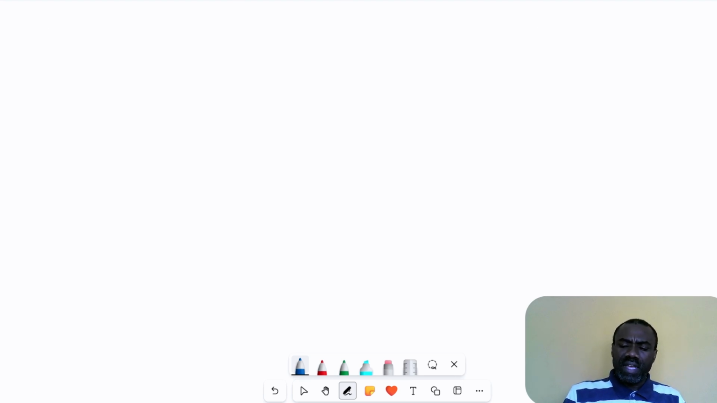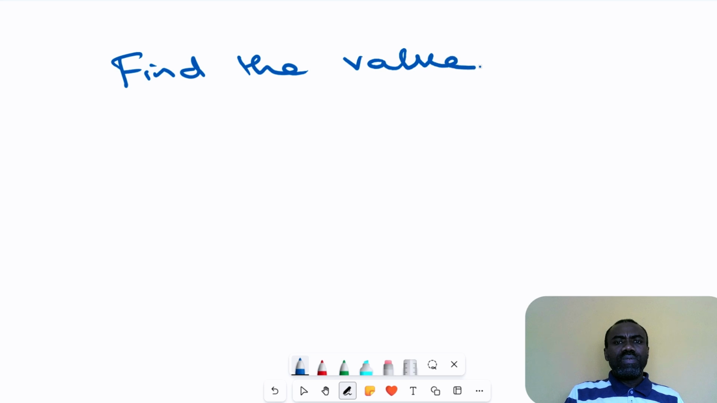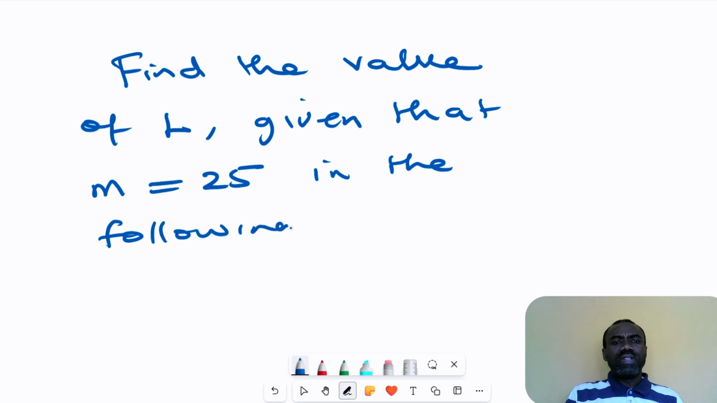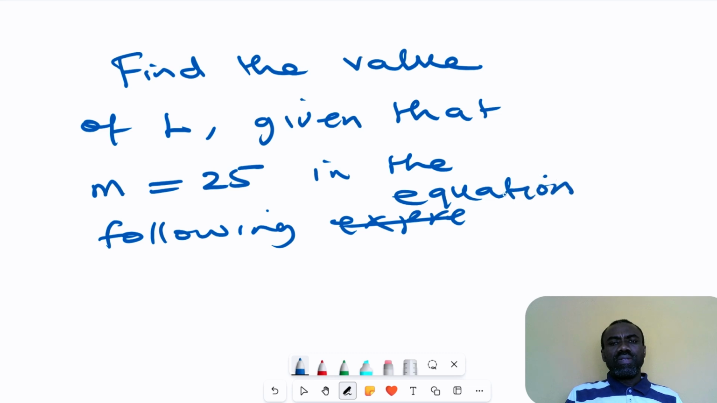You could get a question like this. Find the value of L given that M is equal to 25 in the following expression, or in the following equation. L is equal to M minus 14.